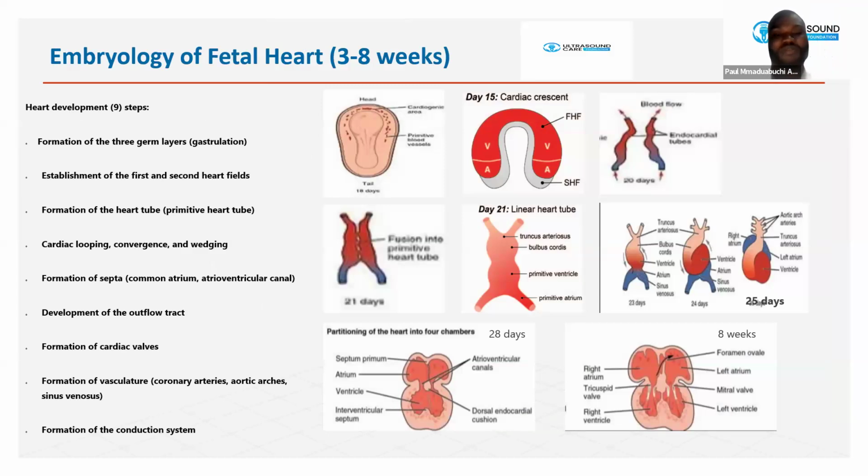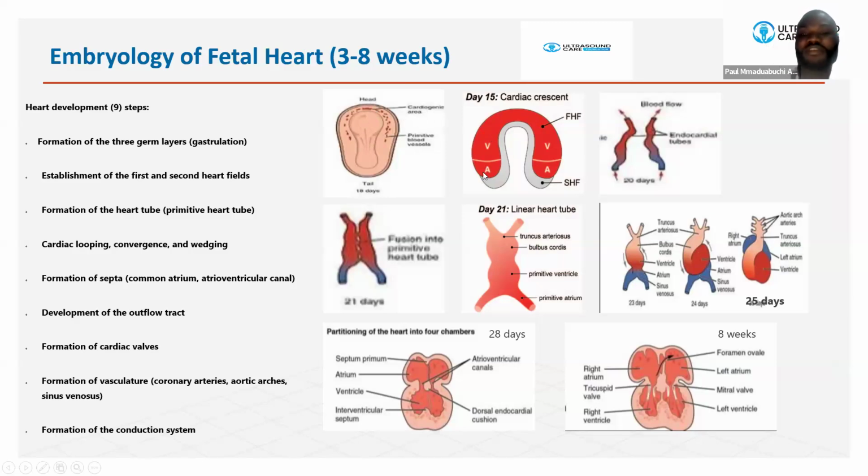So the embryology of the fetal heart actually starts from the 3rd week and runs through the 8th week. In respect to how the heart develops, it starts first from the cardiogenic area being formed at the fetal pole. We have the head and the tail. You can see my arrow. So it starts from forming at the middle, at the eccentric part of it.